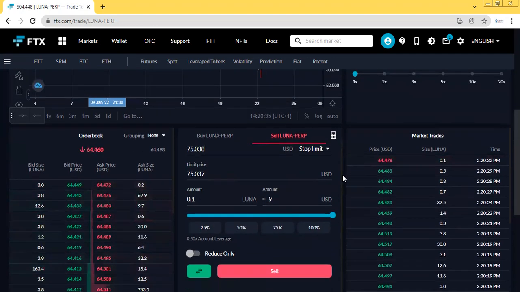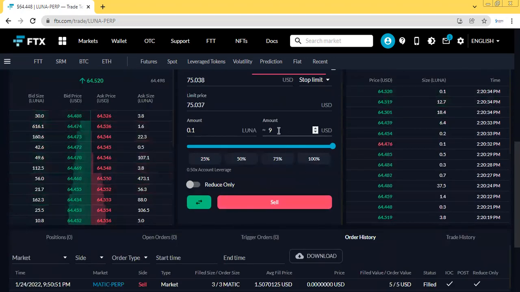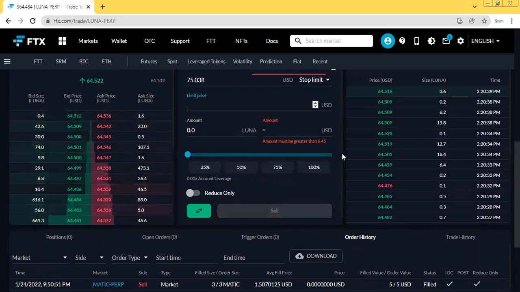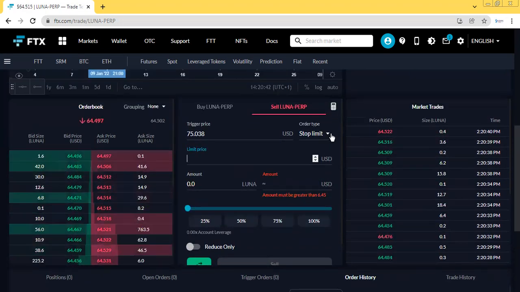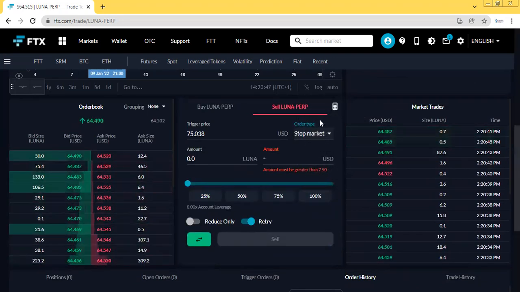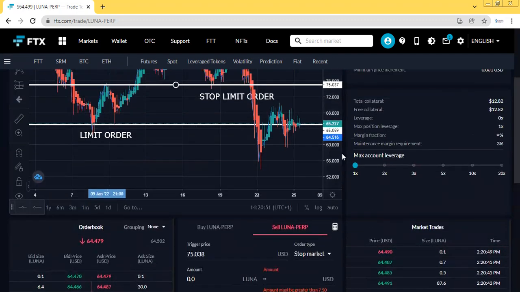Okay, let's go to the next one. The next one we have to talk about is called stop market. This stop market is called stop loss. This stop market is where you want your trade to stop. That is it. Where do you want your trade to stop?